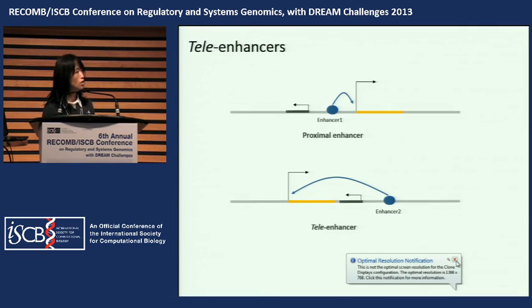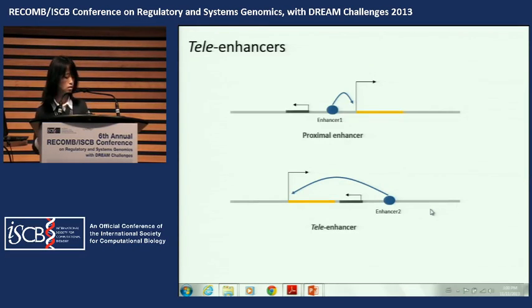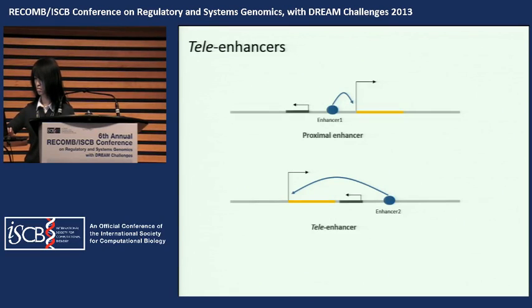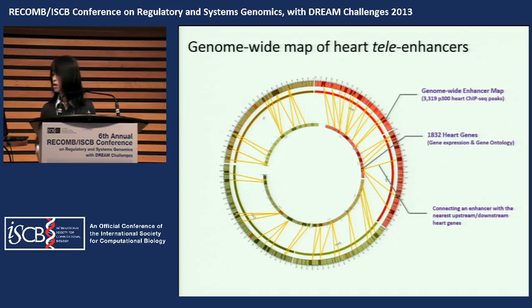So we start off our study with the human heart enhancer. The enhancers here are identified in the P300 ChIP-seq data, and we have thousands of heart enhancers. And the heart genes we collected based on the gene expression data and the gene ontology annotation. The genes which are expressed in heart and annotated with heart development, we call heart genes.